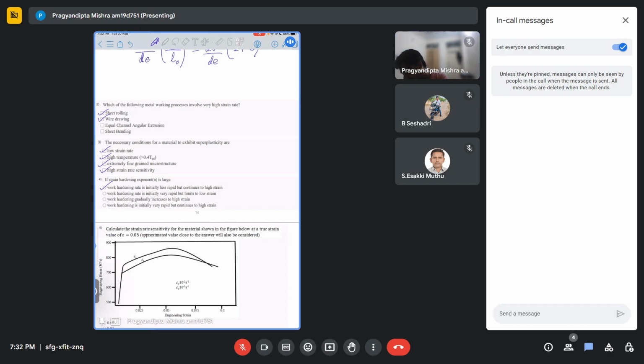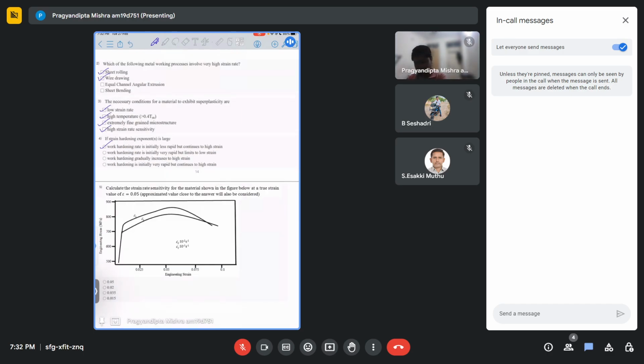The other options: work hardening rate is initially very rapid but limits. No, that is for low value of n. And then work hardening gradually increases to high strain. That is correct, but you also need to have that initial less rapid part. It does not mention the initial less rapid part. It is only mentioning the other half, that it increases gradually to high strain value. So that is correct, but it is half correct. And finally, work hardening is initially very rapid but continues to high strain is completely wrong. It does not happen in any case, whether the n value is low or high. Okay.